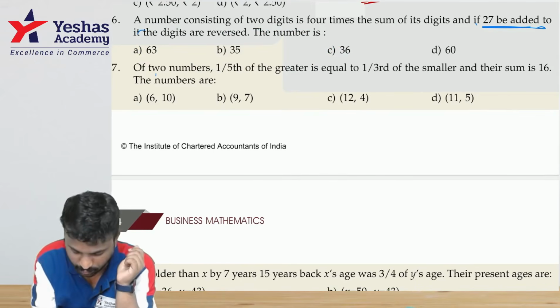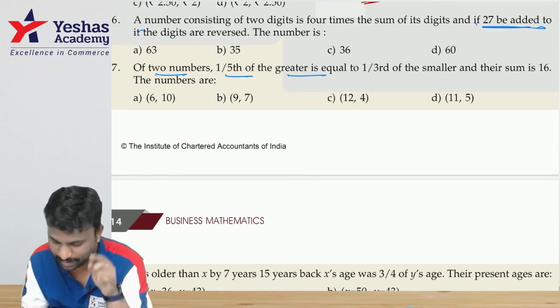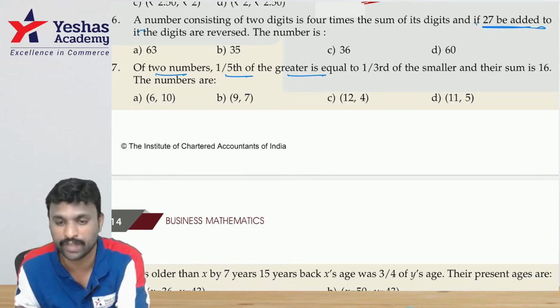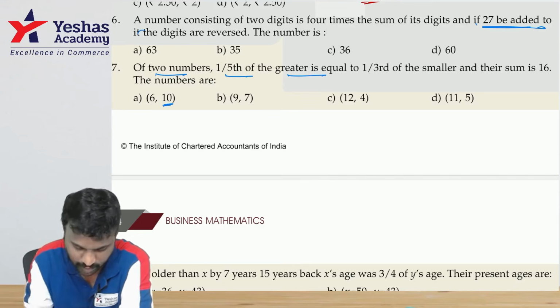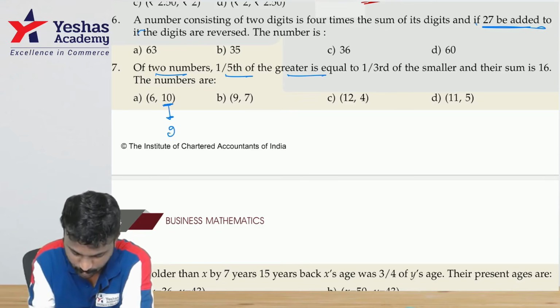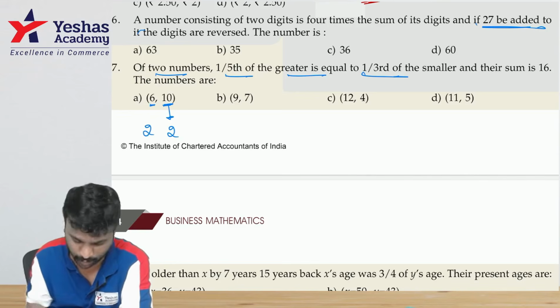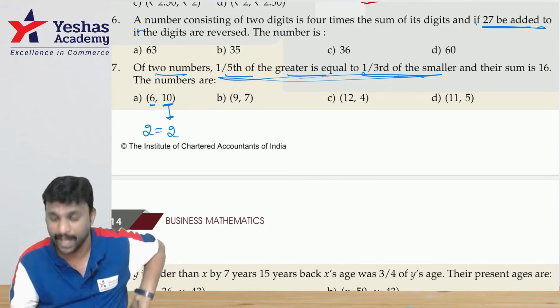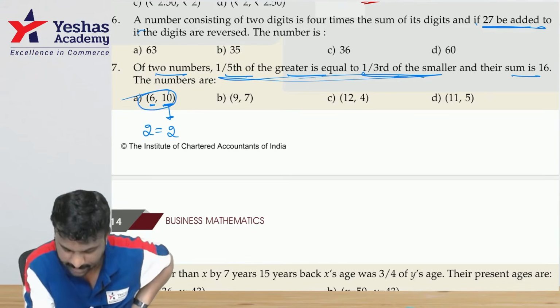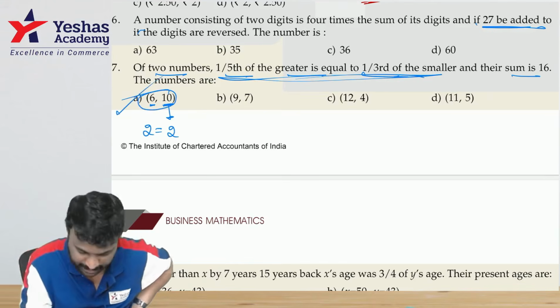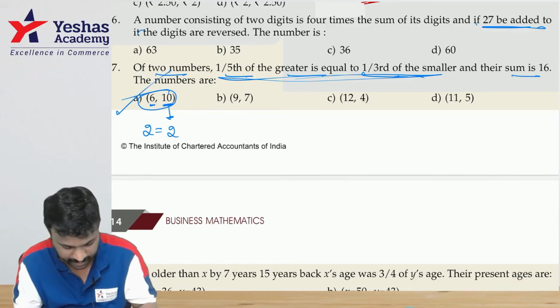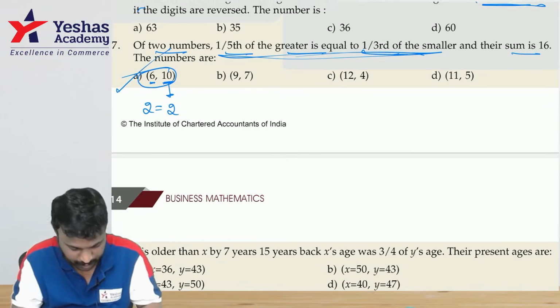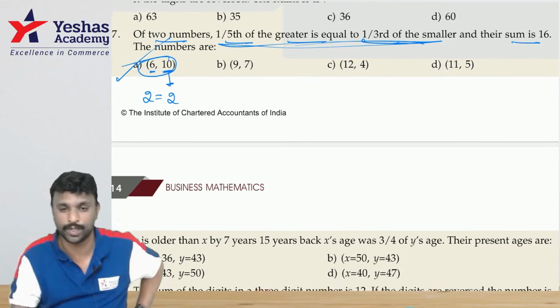Of two numbers, 1/5 of the greater is equal to 1/3 of the smaller. Guys, what is 1/5 of 10? 1/5 of 10 is 2, and 1/3 of smaller, 1 by 3 of 6 is 2. Are they not equal? They are equal. The first condition is satisfied. Their sum is 16. 6 plus 10 is 16. Definitely it is option A. Have you all understood? Question number 7, it's option A.